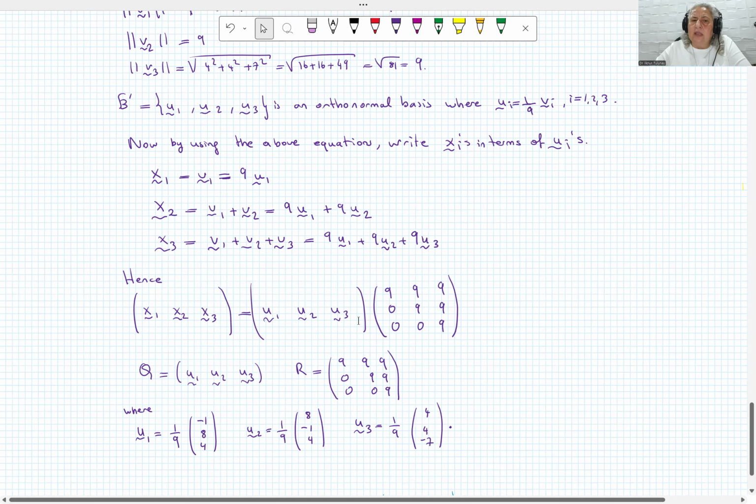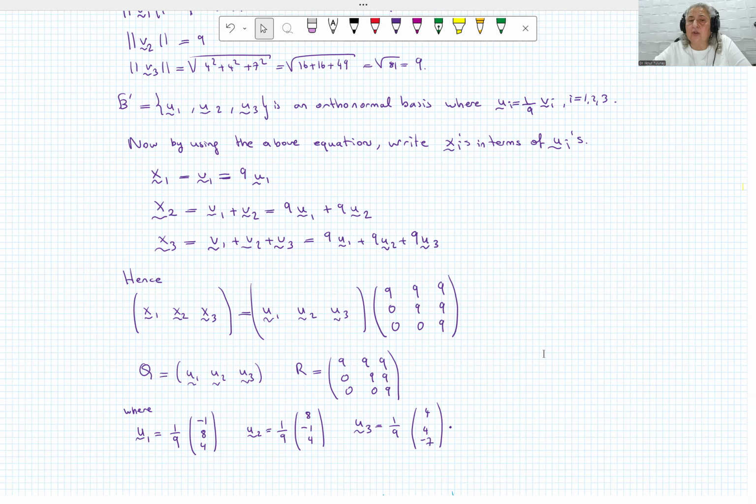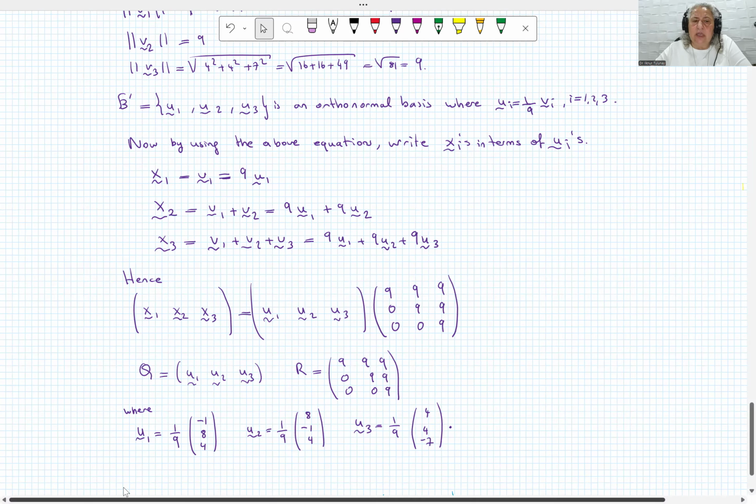As you see, the columns consist of the orthonormal basis, and this is an orthogonal matrix, and this is an upper triangular matrix. So we found this is Q and this is R, and these are the factorization of the matrix that we started with. And here we have the U1, U2, U3 is given by.